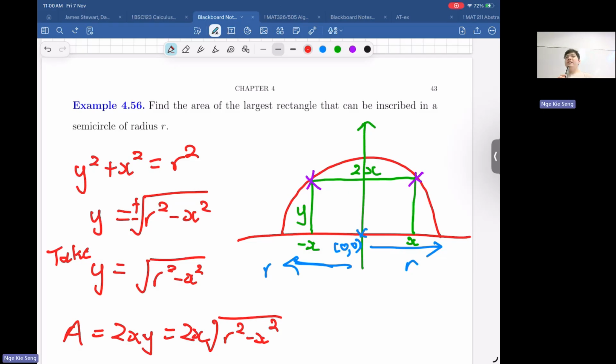Okay, any questions? Know how to continue? Okay, I'll try and do it. Yeah, this derivative is a bit tedious, also because there's a square root inside there.